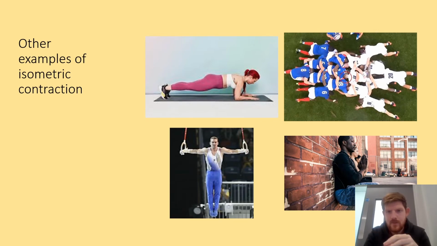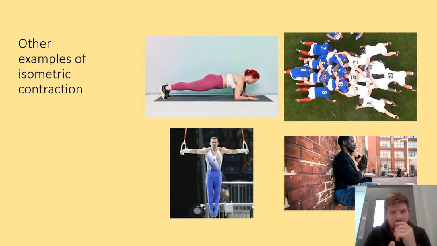The same in the next image to the right, it's a rugby scrum. Because the forces are equal from both sides of the scrum, they're both pushing at each other, there's no movement happening. The muscles, the quadriceps, the hamstrings, they are still contracting to try and generate force and power, but they're not actually getting shorter or longer at this moment, as long as the force is equal.